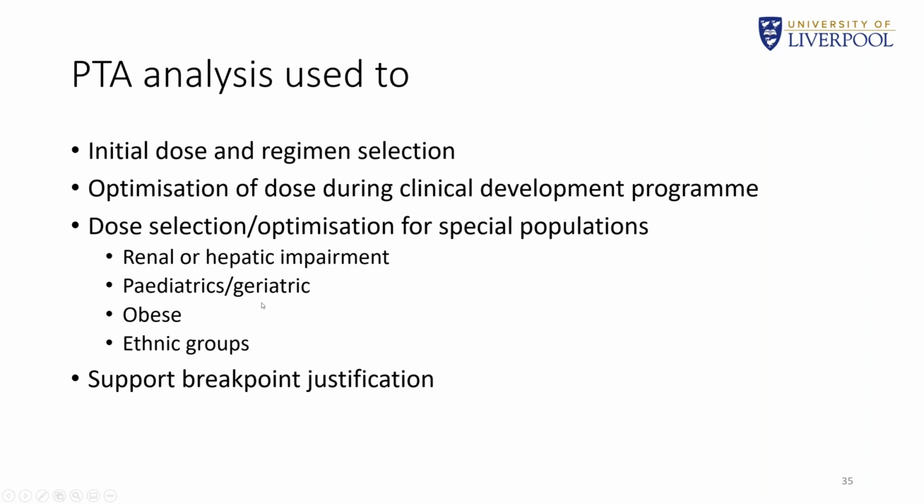So, for example, you might see in some of these categories, geriatric population, for example, you might see a slight decrease in exposure, maybe a 10% decrease in AUC on average. But what you can do is use your PTA and look specifically at that group, at that age group, and assess whether actually you're getting sufficient target attainment. And you can use that potentially to justify that maybe you don't need a dose adjustment for that group. We can also use PTA analysis to support our breakpoint justification.